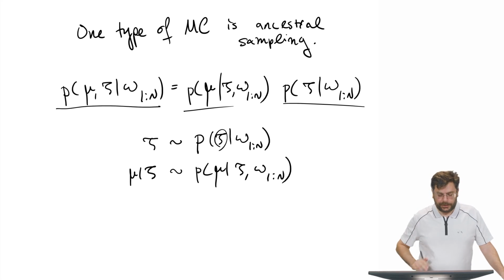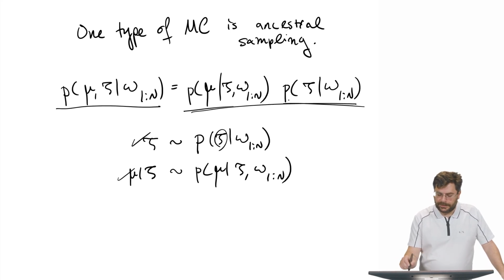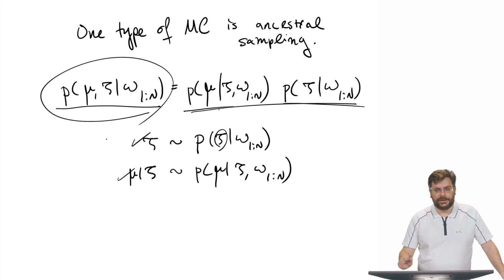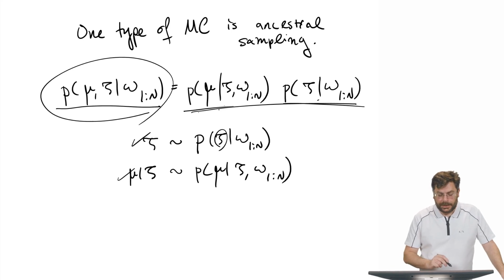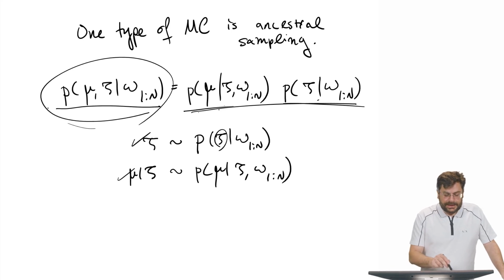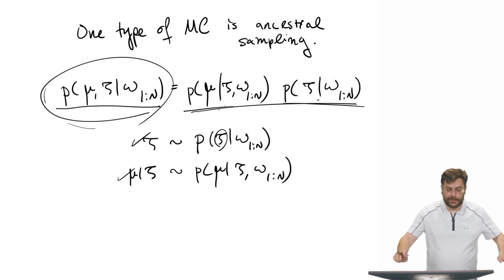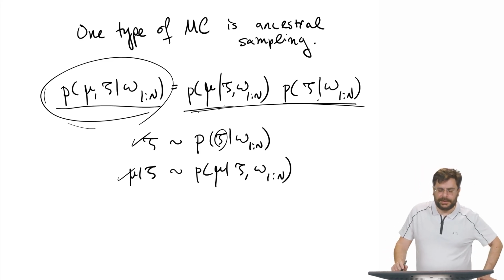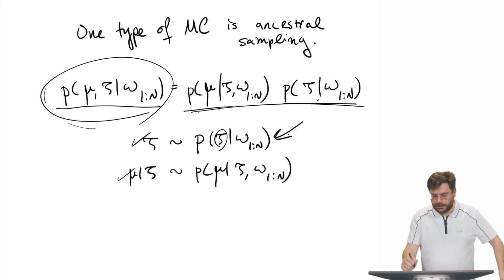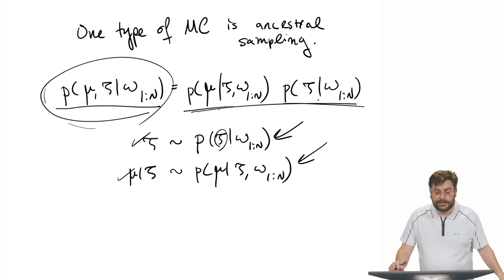I have a joint distribution to sample from. I will first draw samples of tau, then I will draw samples of mu given tau. And I know that that works because if I multiply the two densities, then I obtain the joint, and I get the posterior. Great. So now you're going to ask me, okay, well, what is this distribution and what is that distribution? How do I obtain those?